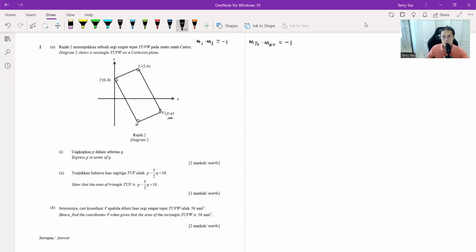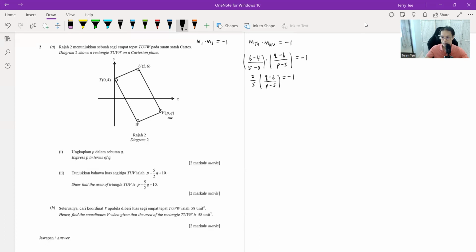Okay, for UT, to find the gradient, we use y2 minus y1, 6 minus 4, divided by x2 minus x1, 5 minus 0. Now, this is your gradient UT. As for gradient UV, I like to use Q first, it's easier: Q minus 6 divided by B minus 5. But if you write 6 minus Q divided by 5 minus B, it is also fine. You will get the same answer. Now the next thing is I need to simplify this. To simplify, this will be 2 over 5, and this will be Q minus 6 over B minus 5.